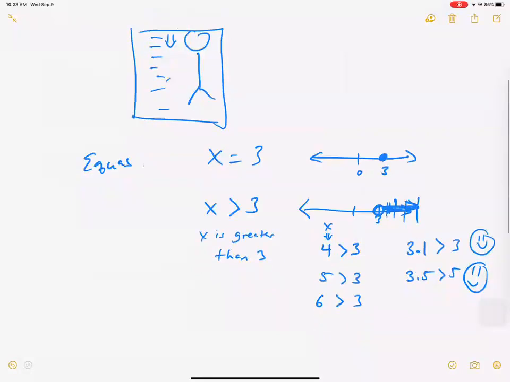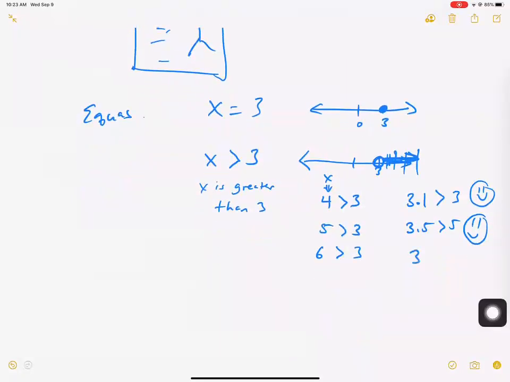But here is the tricky question. Is 3 greater than 3? And the answer is no. 3 is not greater than 3. 3 is equal to 3. Now imagine if you're really picky, you can tell your mom, Mom, I need more than $10 this weekend. I'm going to the movies. Mom, I need more than $10. And if she gives you exactly $10, 10 is not more than 10. 10 is equal to 10.